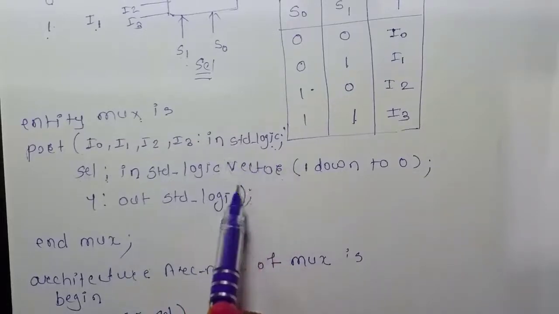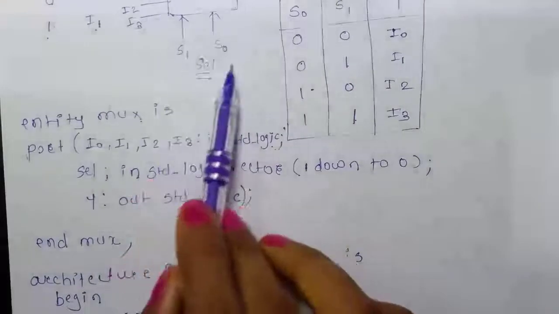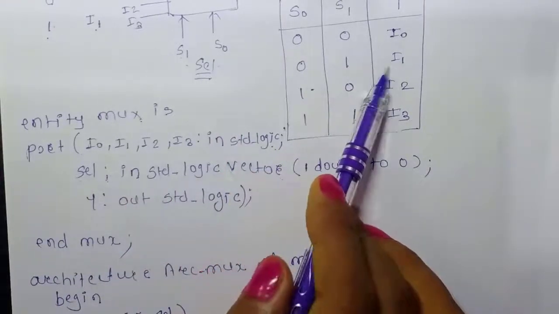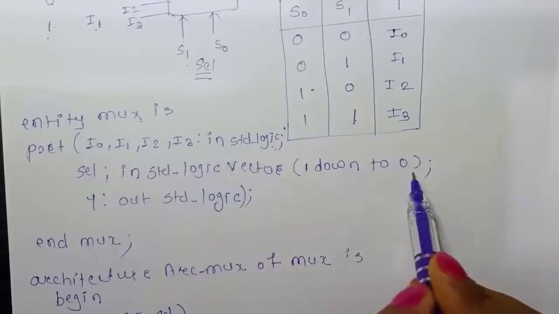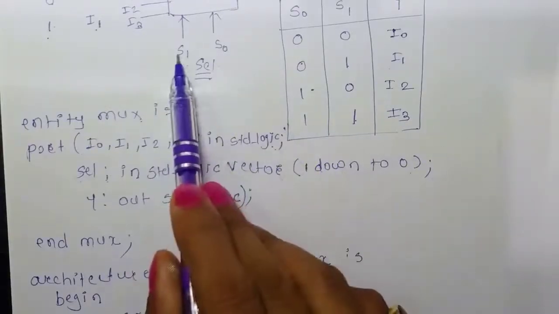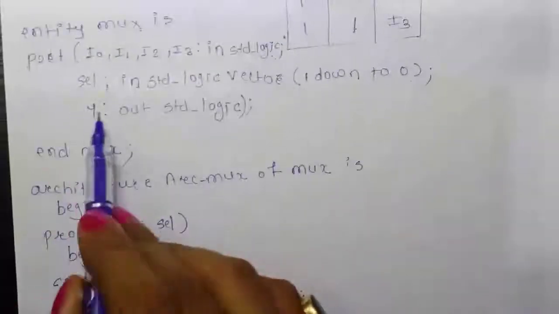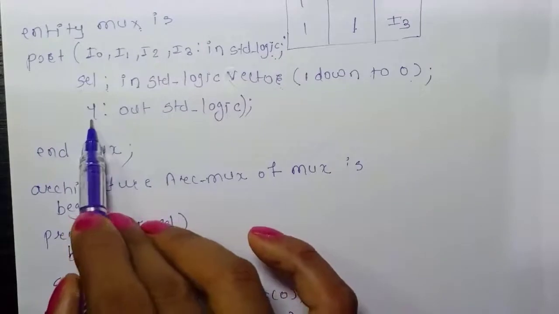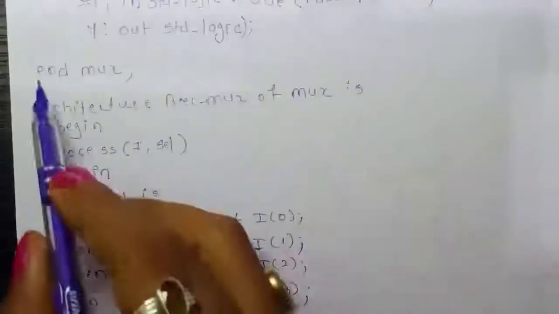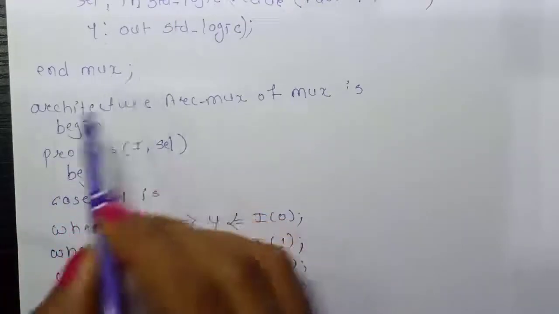Okay, why we are using vector here? Because it is 2 bits of data. Okay, and depending on this 2 bits of data we have to select one of the inputs as an output. Okay, so 1 down to 0. You can also write it as 0 to 1. One bit is 0, another bit is 1. Okay, and then output port, that is y colon out std_logic. Then end entity followed by the name of our entity.